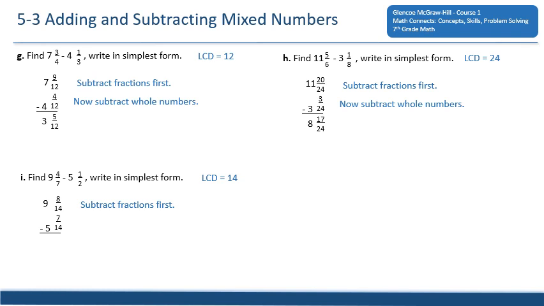So we will subtract the fractions first, and all we have to do is subtract the numerators. 8 minus 7 is 1 over 14. And now we'll subtract the whole numbers. 9 minus 5 is 4. So our answer is 4 and 1/14.